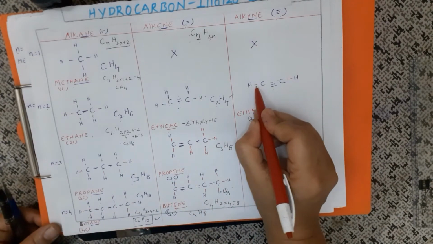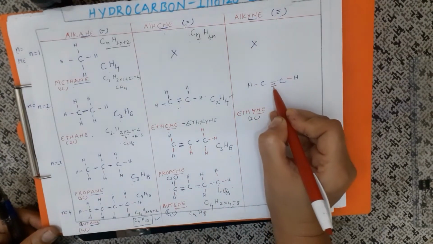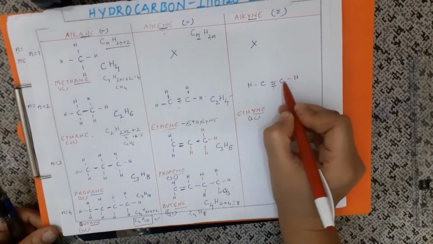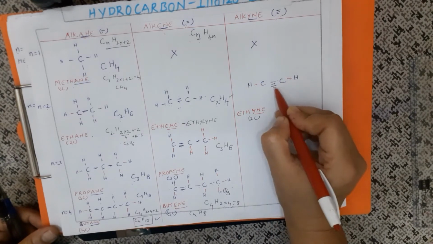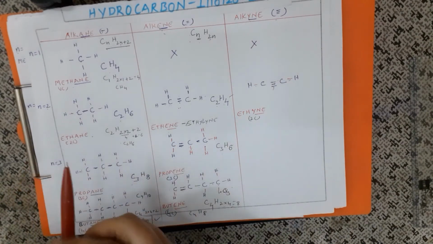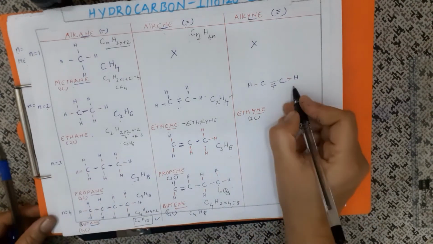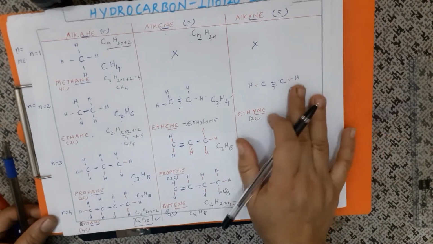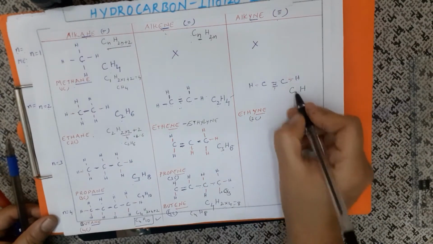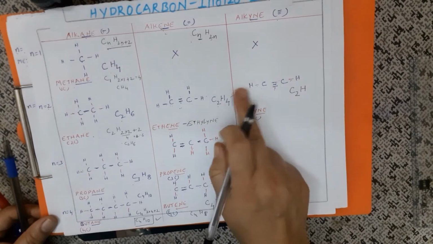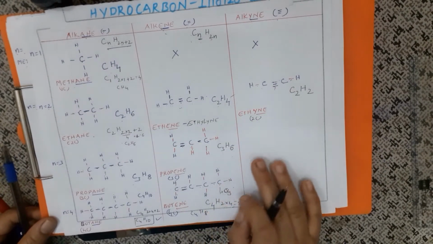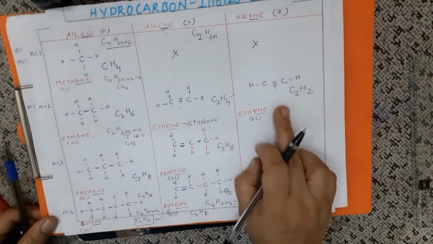Now let us count. 1, 2, 3, 4. Satisfied? Yes. Now this 3, as I told, is common for both the carbons. So here also 3 plus 1, 4. Now let us derive the formula. What could be the formula? The skeleton is CH. Now how many carbons? 2. C2. How many hydrogens? 2. C2H2. So clear with this, children? This is the formula of ethyne.